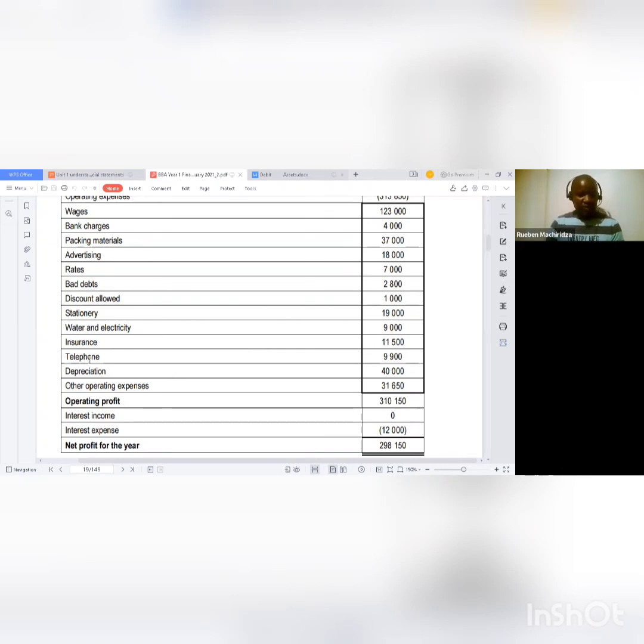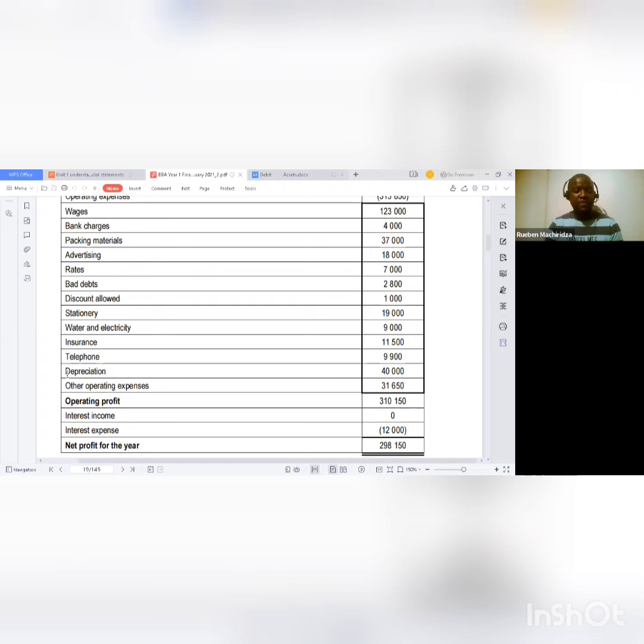And then we also have telephone expenses. In the ordinary course of business, we have to make calls. We have to communicate with the external or even the internal stakeholders. So we would need the telephone costs. All of these costs come under expenses.